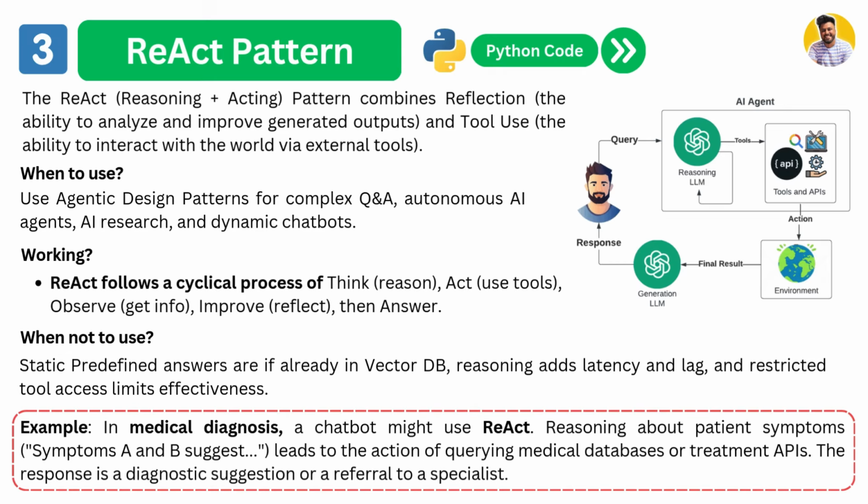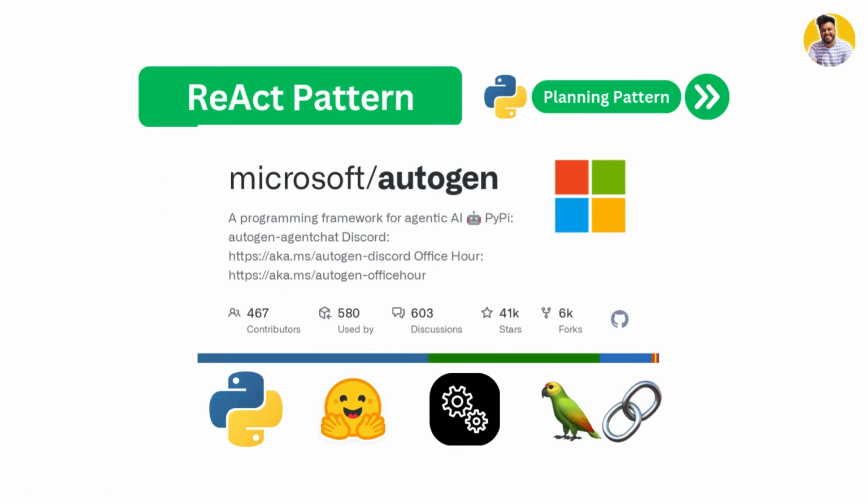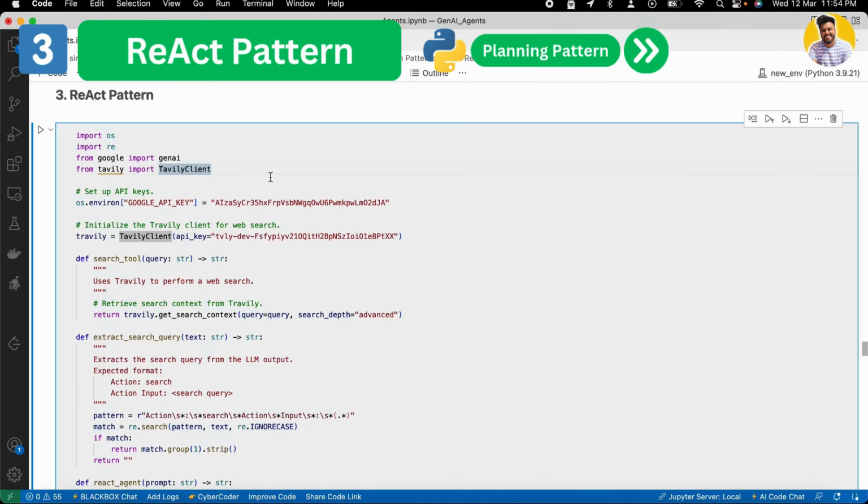Okay, so now let's implement it using Python and the AutoGen agentic framework by Microsoft. So guys, here is our third pattern, that is called ReAct. In this we use Tavily here. Tavily is also a kind of API that is used to search the web. Okay, so we use this API here, and we use our Google Gemini model API here as well.